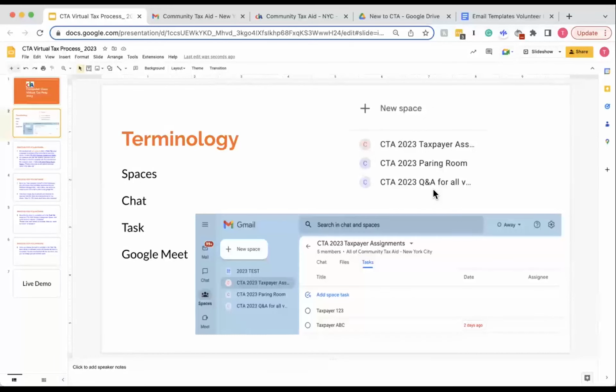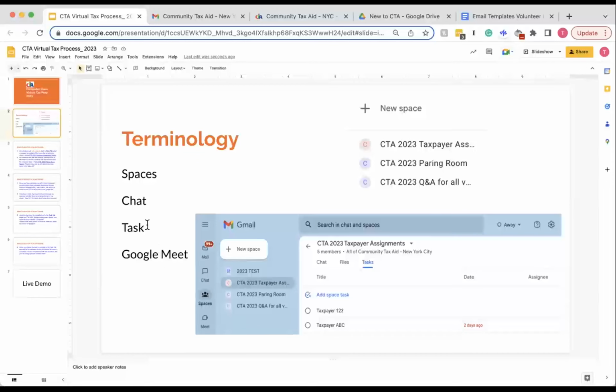And if you're not comfortable asking in the shared public space like this, feel free to reach out to me or another assistant manager, and you can do a private chat in the Gmail. That private chat is right here on the left side bar under mail. There's chat. You can just enter in someone's name and chat with them.